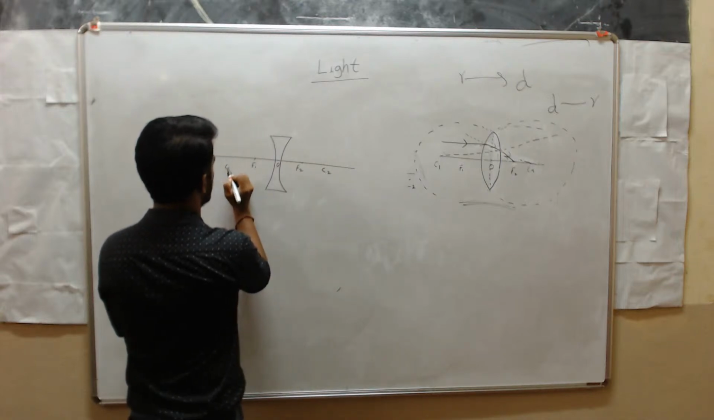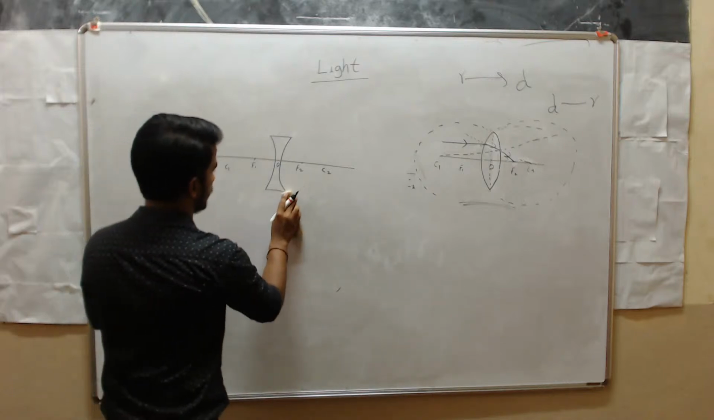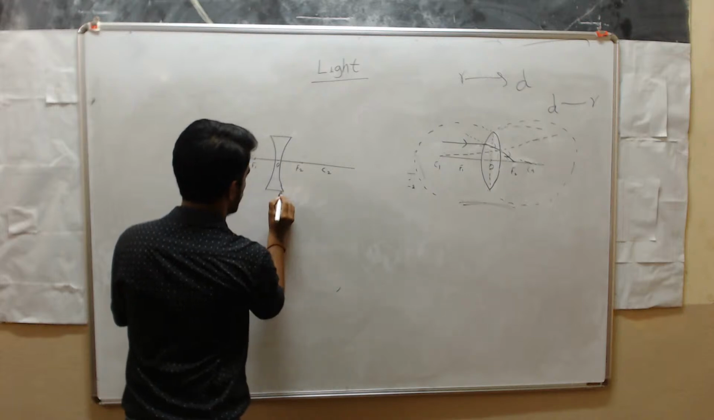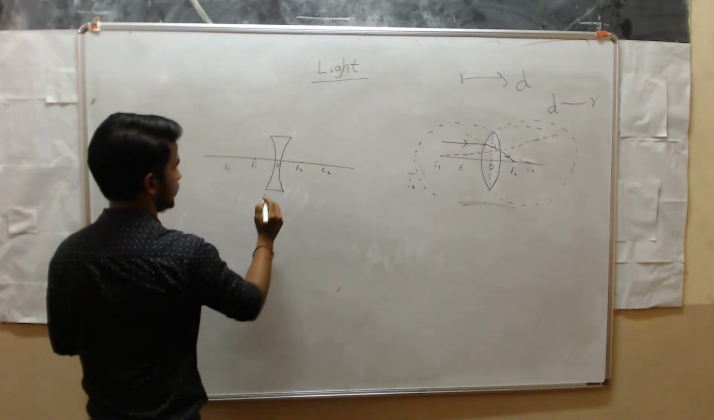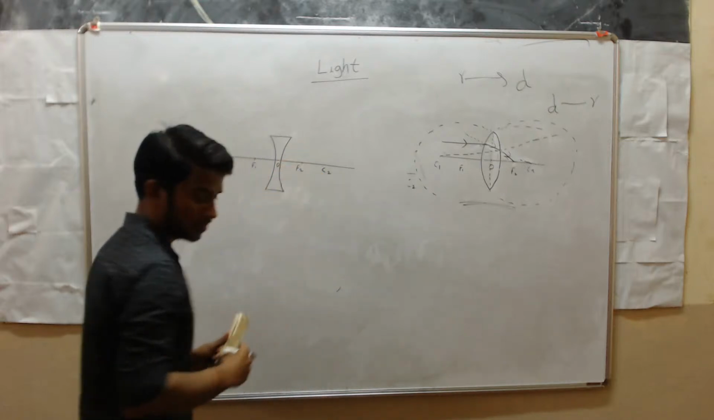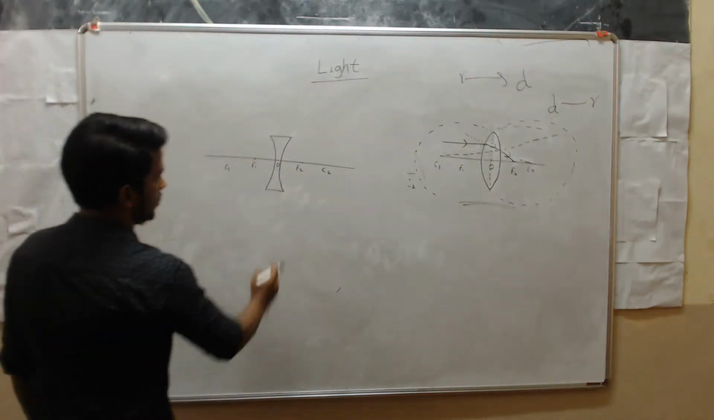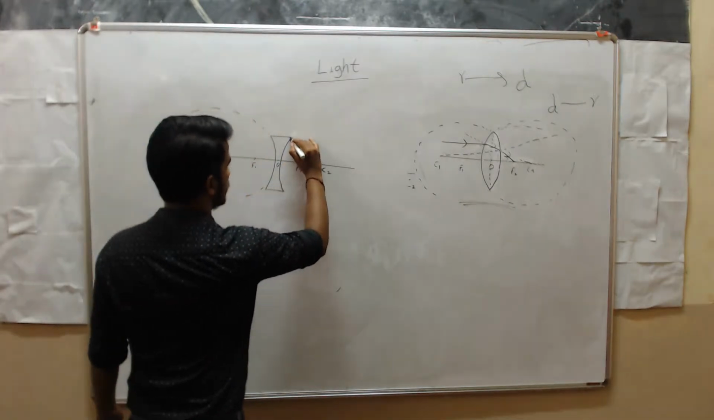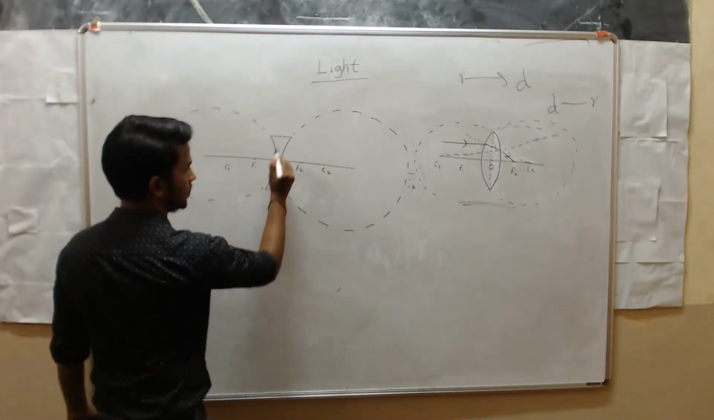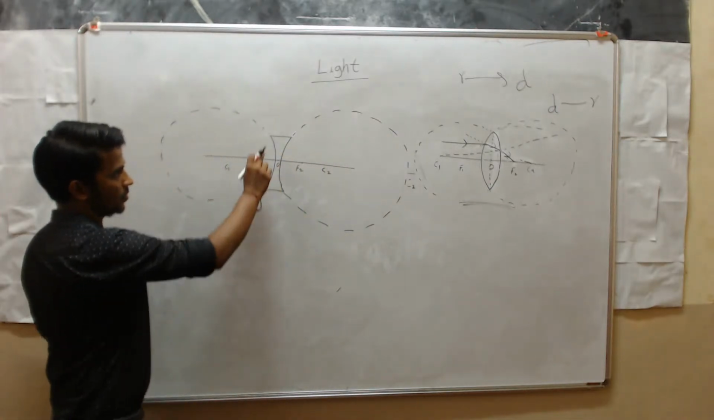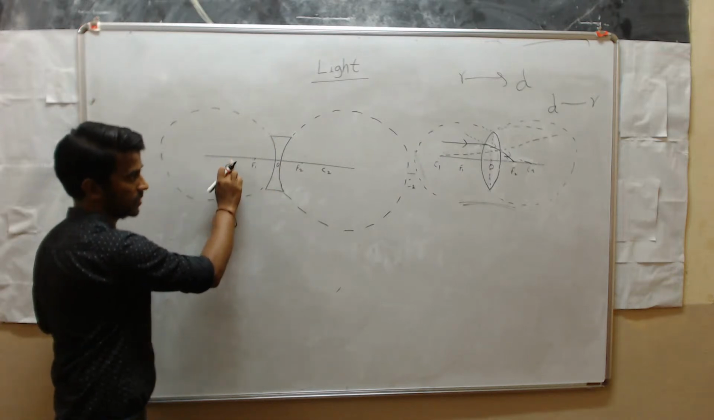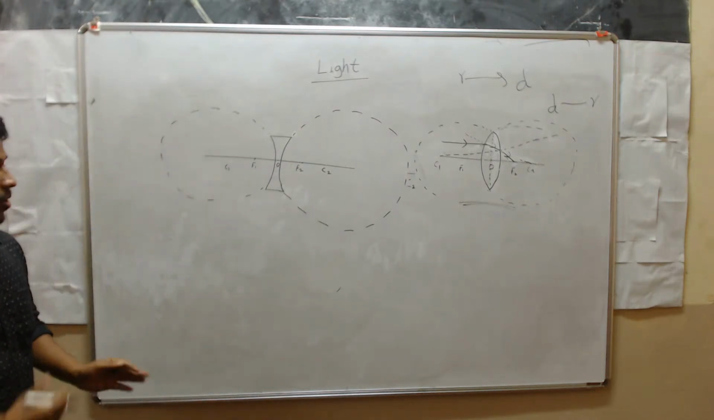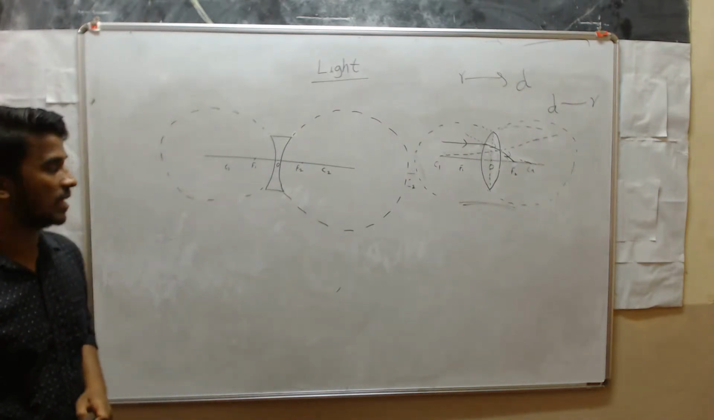C2, C1. Okay, now see here. This portion is a part of this side circle and this portion is a part of this side circle. So for this surface, C1 is the center of curvature. For this surface, C2 is the center of curvature. But it is opposite in a convex lens.